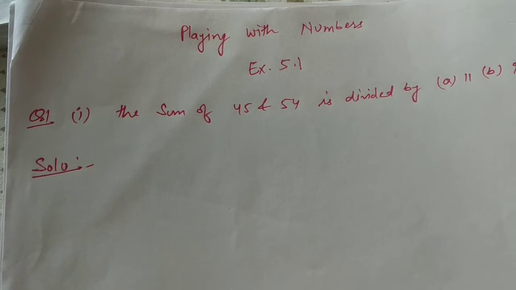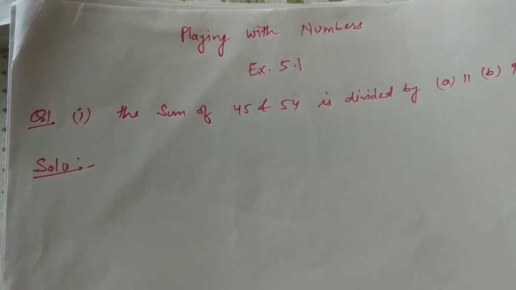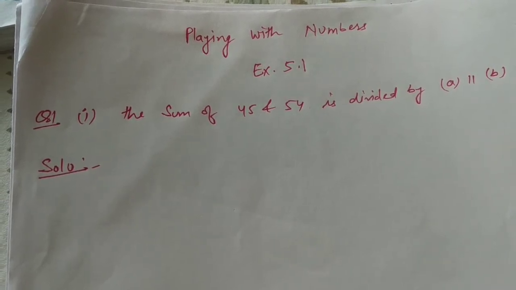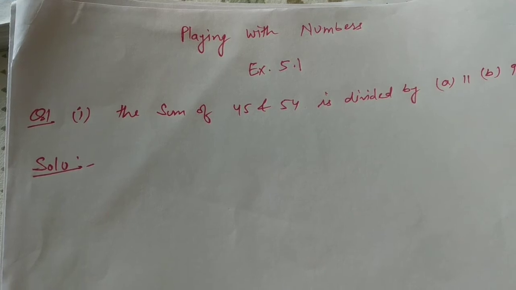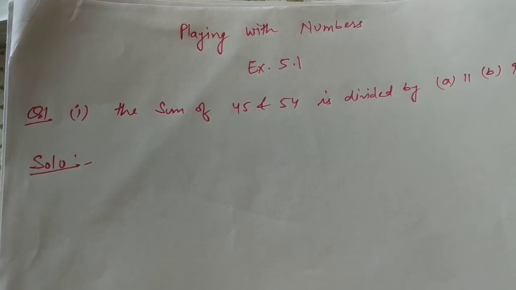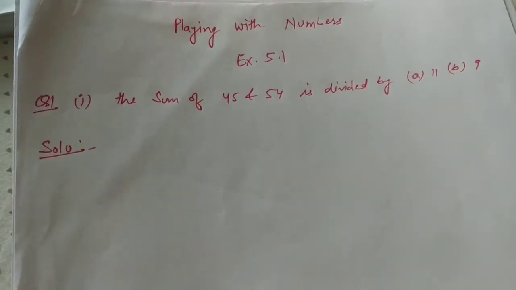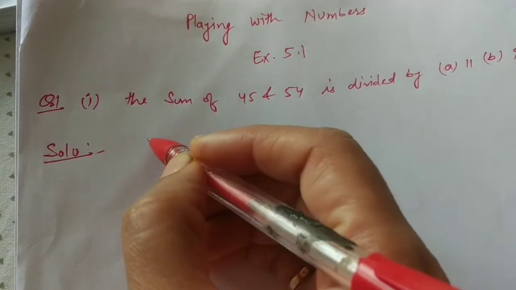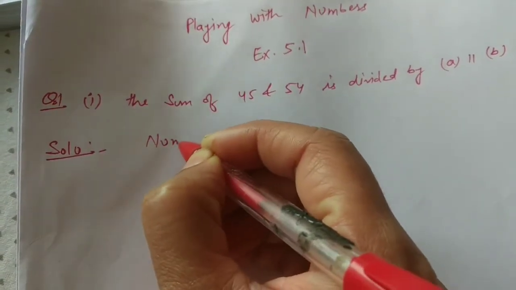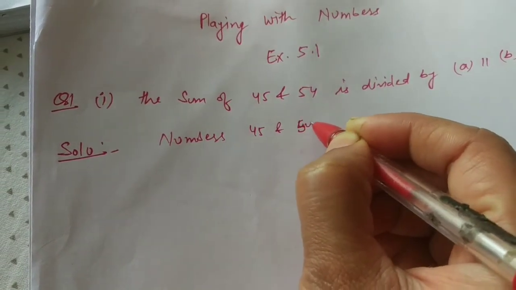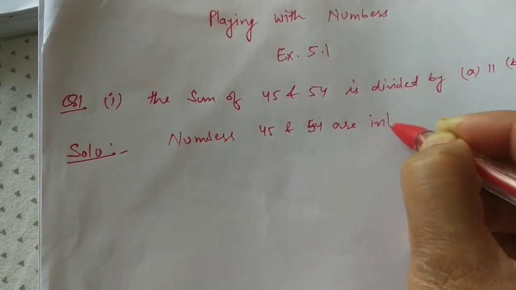Question number 1 is: without performing the actual addition and division, find the quotient when the sum of 45 and 54 is divided by part A, 11, and part B, the sum of the digits, 9. Let's check how to solve this. As we can see, 45 and 54, both numbers are interchangeable.